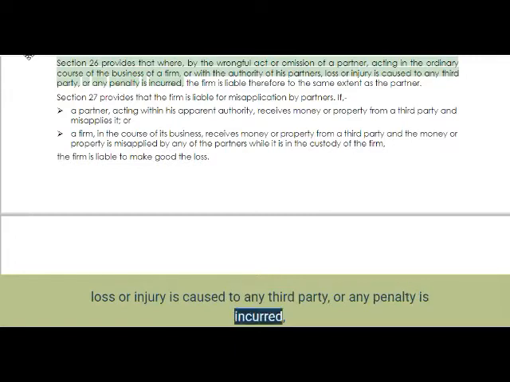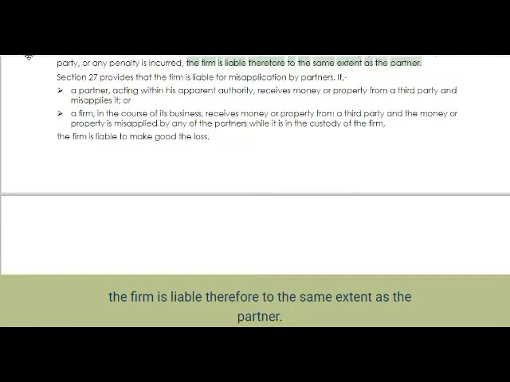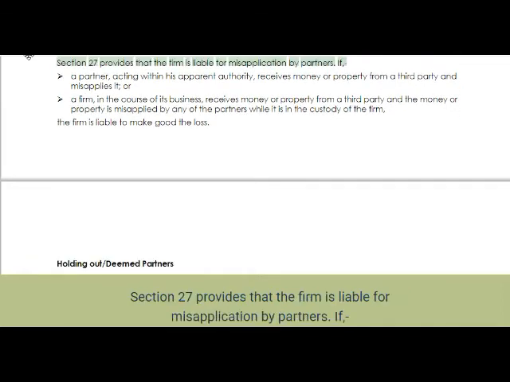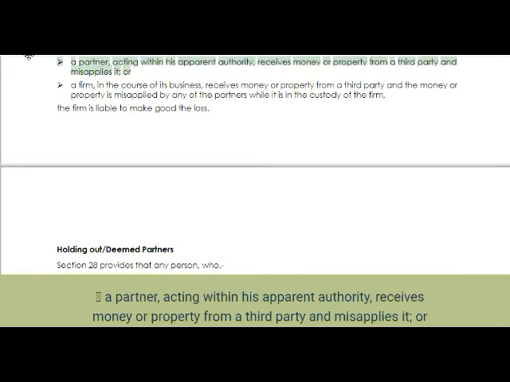Section 19 provides that, subject to the provisions of Section 22, the act of a partner which is done to carry on, in the usual way, business of the kind carried on by the firm, binds the firm. The authority of a partner to bind the firm, conferred by this section, is called his implied authority.